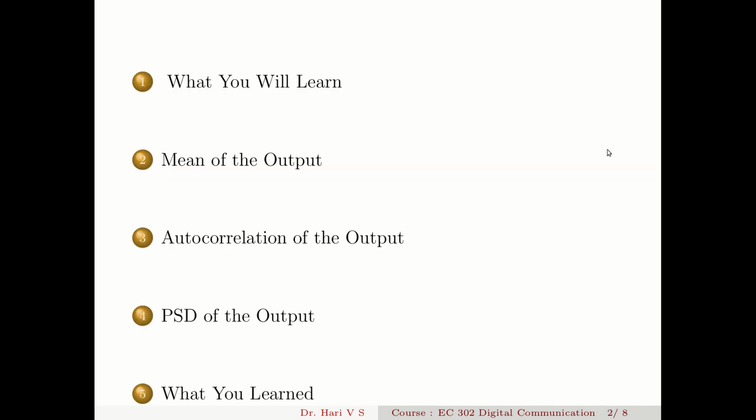The session is organized into learning outcomes. The mean of the output of the LTI system that is driven by a wide-sense stationary stochastic process. Then the autocorrelation of the output, we will derive this. Then we will derive the power spectral density of the output. Then the summary of understanding.